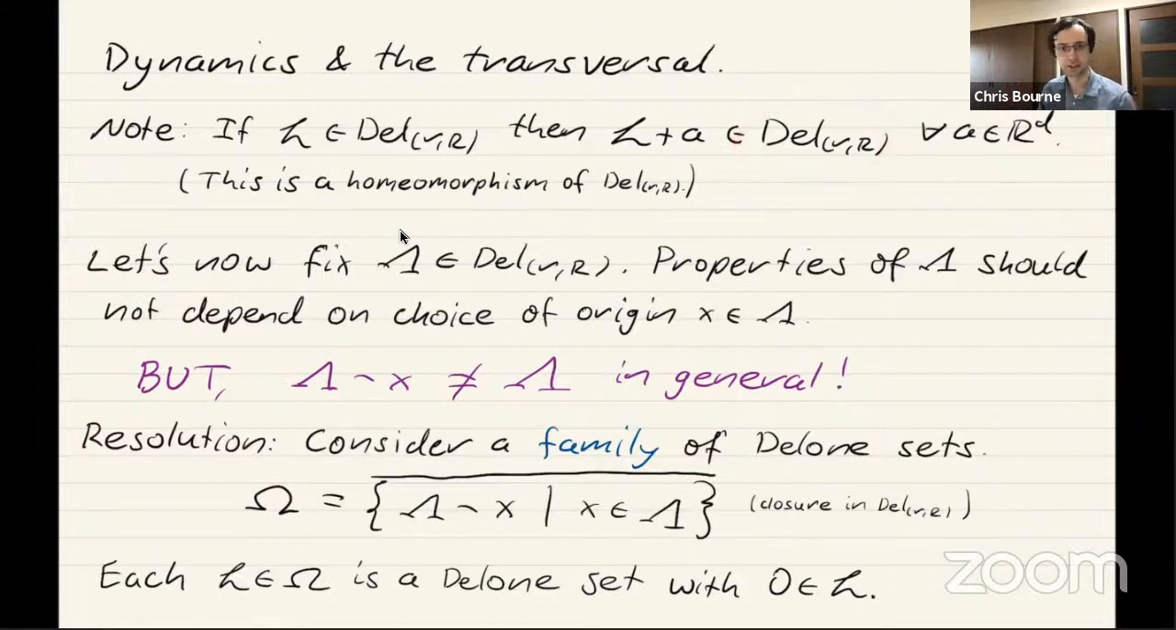So again, it's compact. So we get this set omega from our choice of lambda, and in particular, every element within the set omega is going to be a Delone set, and the origin is also going to be an element of L for any set within omega, just by the way we've constructed it. Okay, so with these points in mind, we have a Delone set and we take this family.